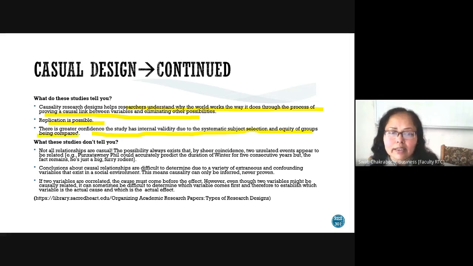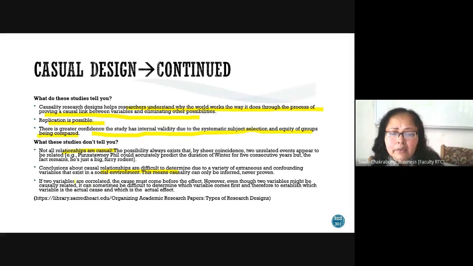What it doesn't tell us: not all relationships are causal. The probability always exists that by sheer coincidence, two unrelated events appear to be related. Conclusions about these causal relationships can be difficult to determine, due to a variety of extraneous or confounding factors that exist in the environment. And this means causality can never be proven, it can only be inferred.